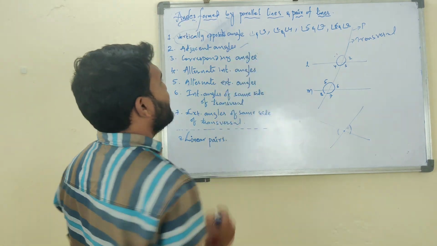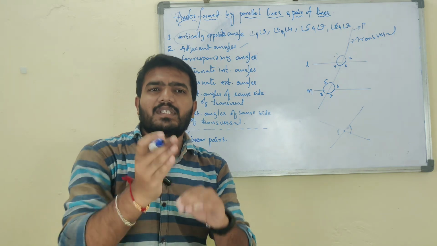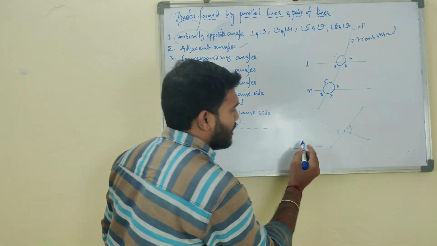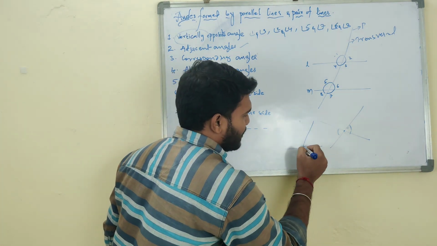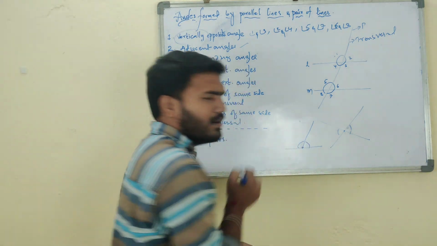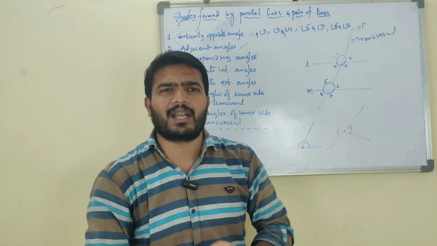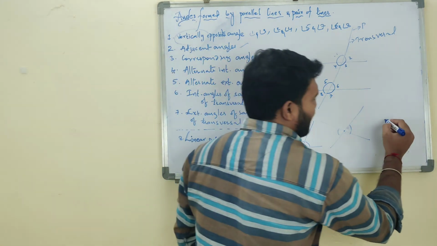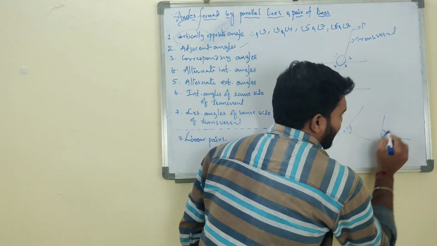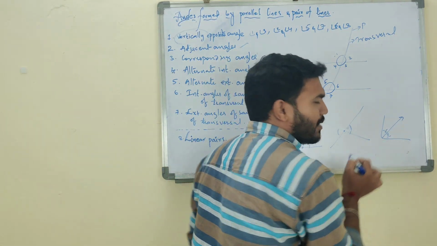Next, adjacent angles. Adjacent angles are angles which are divided through a ray or through a point. For example, this is a line, and I am taking a ray on it which divides it exactly at this point. Whatever angles are formed here are known as adjacent angles. For example, if I take one more angle and take one ray here, it divides this angle into two parts.